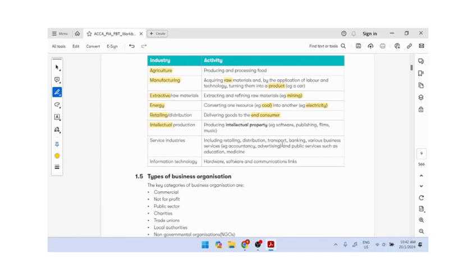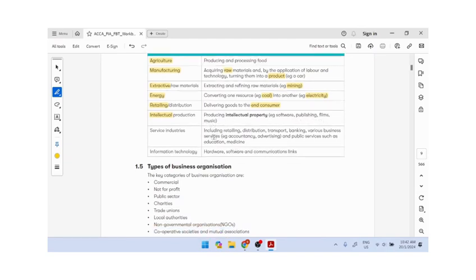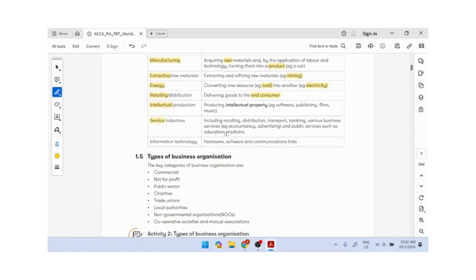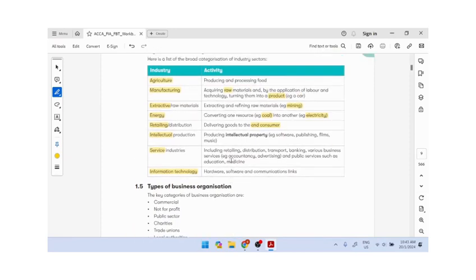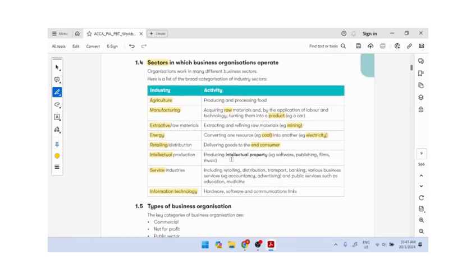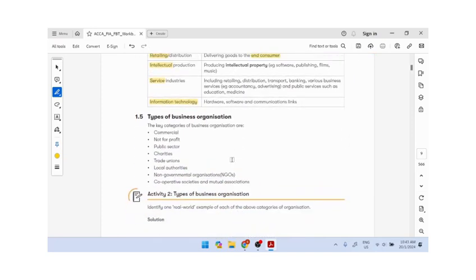Intellectual production, like all the movies, music, okay, so intellectual property. Service industry, or everyone, including those providing services by humans, is under this service industry. Okay, so like the legal, the lawyer, all these are under service industry. Information technology, for example, all these computers, hardware, software, all these different industries. All right, so we just go through it, very straightforward, right?